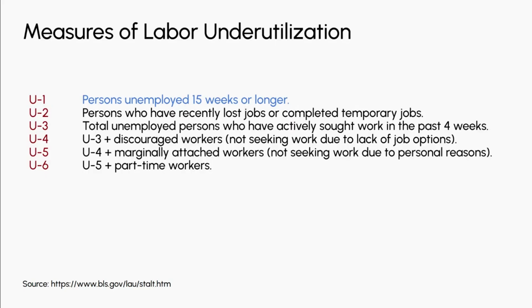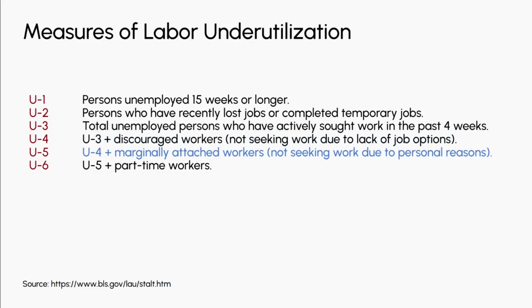U1 is the narrowest measure and only includes persons unemployed 15 weeks or longer. U2 are persons who have recently lost jobs or have completed temporary jobs. U3, also known as the official unemployment rate, is the total number of unemployed persons who have actively sought work in the past 4 weeks. U4 is everyone in U3 plus discouraged workers, or those not seeking work due to lack of job options.